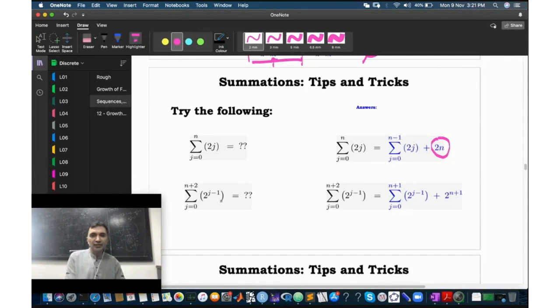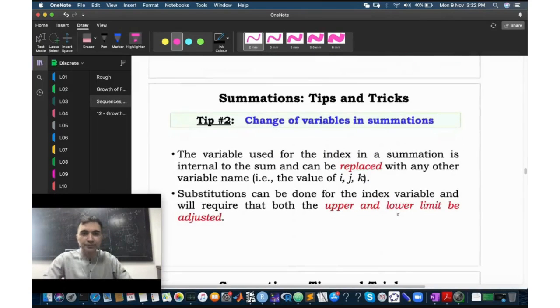Similarly, if your terms are 2^(j-1), if you want to remove the last term, you would remove 2^(j-1) where j is n plus 1. So you would get 2^n out, and the sum would now run from 0 to n. So I remove the last term, and then I have the remaining summation here. That's the way to remove the last term.